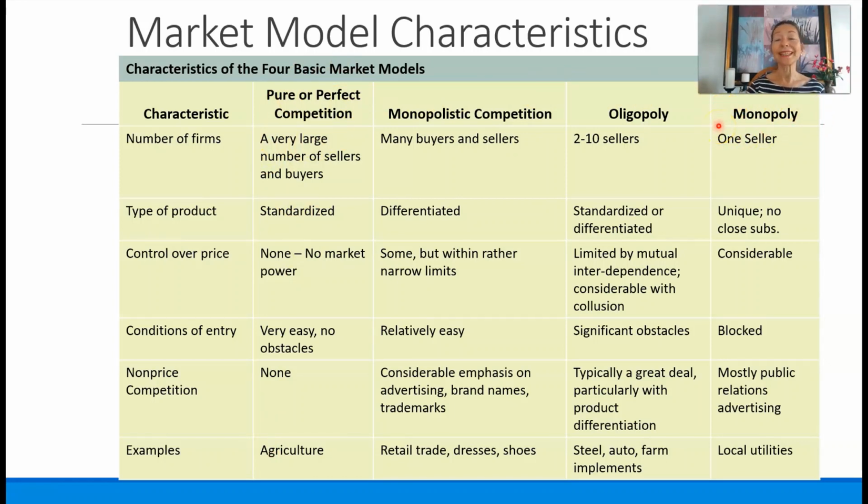Okay. Now, I want to jump from pure competition over to monopoly. Okay. So monopoly is at the other extreme. So under monopoly, we have one seller, not many sellers. So this one seller provides a unique product. So come over here, type of product. It's a unique product with no close substitutes. So an example of that would be the electric company, an electric utility. In our community of El Paso, we have one seller of electricity. And electricity is unique, not very many, if at all, substitutes for electricity.